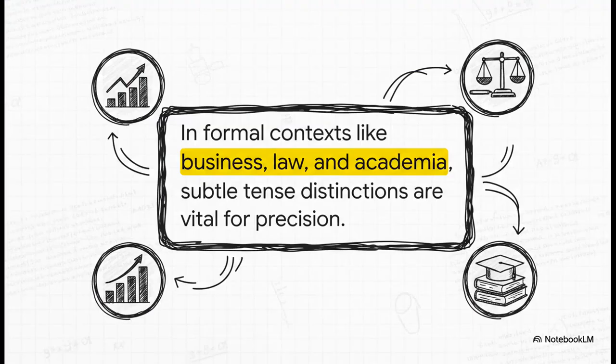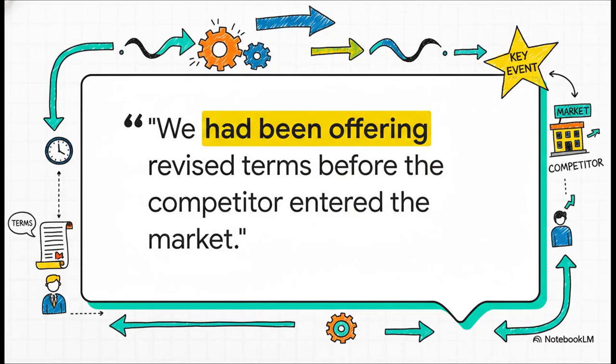I mean, the way you use a tense can have huge real-world consequences. Think about a legal document or a financial report. The tiny difference between "we reviewed the documents" and "we have been reviewing the documents" could be the difference between a finished task and an ongoing investigation. And that has massive implications. Just look at this sentence. The choice of past perfect continuous here is totally strategic. It's not just saying that they offered terms. No, it's emphasizing the duration of that offer, that it was happening over a period of time before this other key event happened. It frames their actions as being proactive.